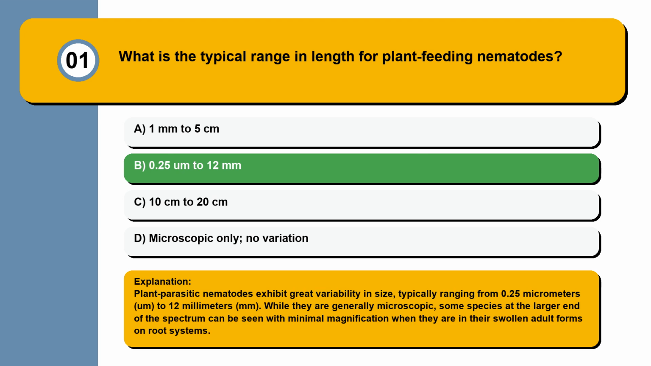Plant-parasitic nematodes exhibit great variability in size, typically ranging from 0.25 to 12 mm. While they are generally microscopic, some species at the larger end of the spectrum can be seen with minimal magnification when they are in their swollen adult forms on root systems.